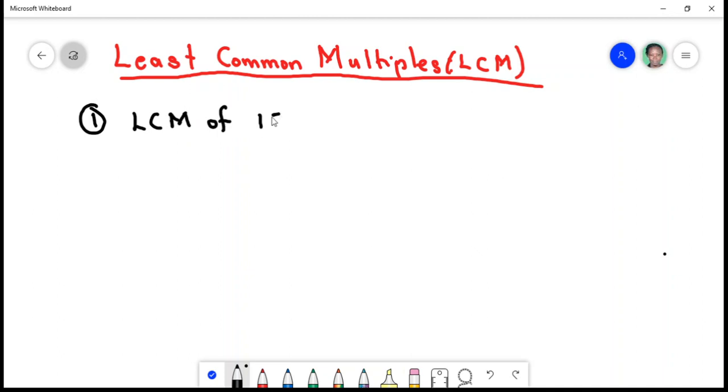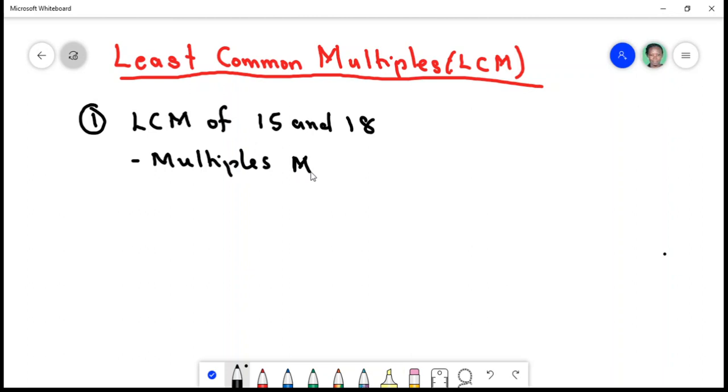15 and 18. What does it mean? It means that we first have to find the multiples. So we find multiples of what? 15 and 18. So what are the multiples?